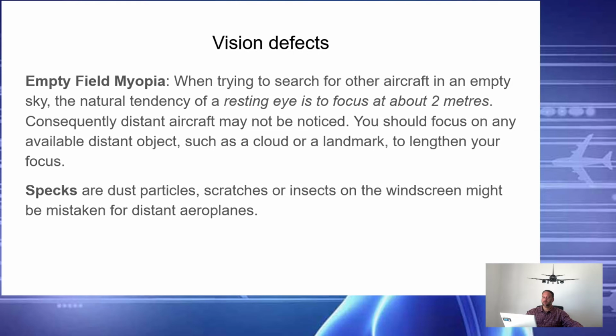All right, let's talk a little bit more about empty field myopia. When trying to look for other aircraft in an empty sky, the natural tendency of a resting eye is to focus at about 2 meters. Consequently, distant aircraft may not be noticed. You should focus on any available distant object, such as a cloud or a landmark, to lengthen your focus.